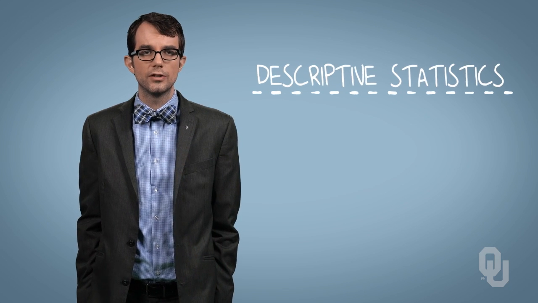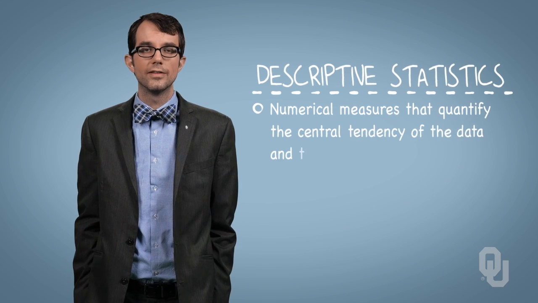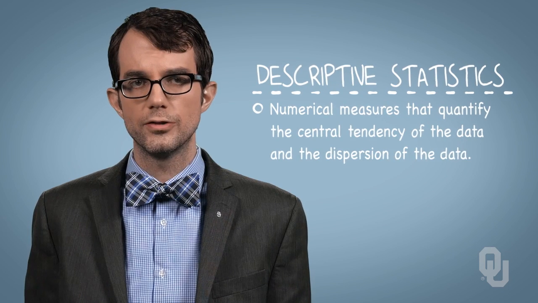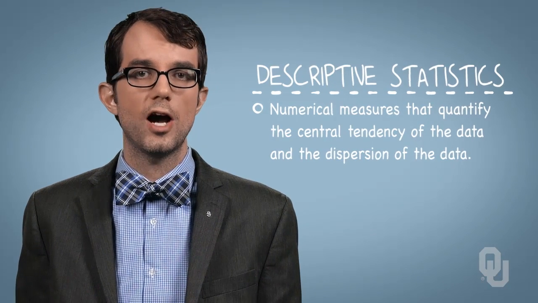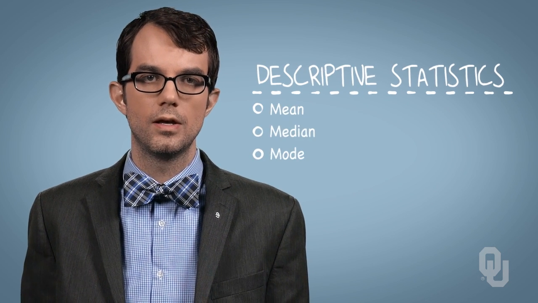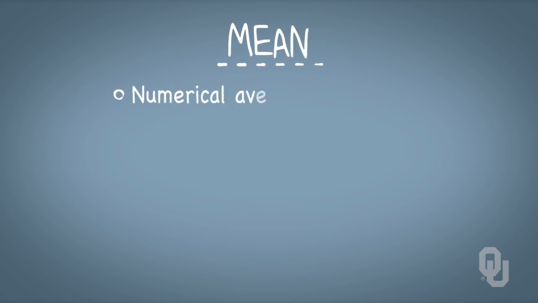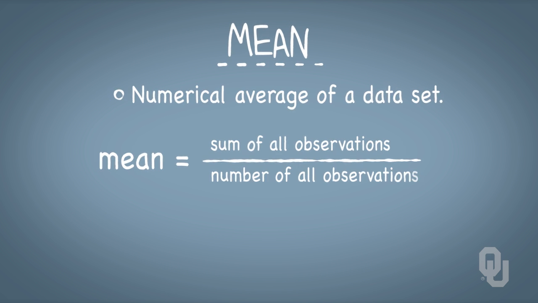The graphical techniques allow us to make some general observations about the shape and spread of the data. A more complete understanding can be gained with descriptive statistics. Descriptive statistics are numerical measures that quantify the central tendency of the data and the dispersion of the data. Measures of central tendency generally quantify the center of a data set. Three common measures of central tendency are mean, median, and mode. The mean of a data set is simply its numerical average. Arithmetically, that's the sum of the observations divided by the number of observations.